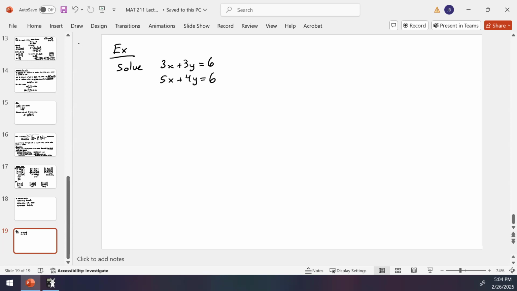So step number 1 is you're going to want to augment the matrix. So the first part is going to be the numbers 3, 5, 3, 3. Sorry, 4.